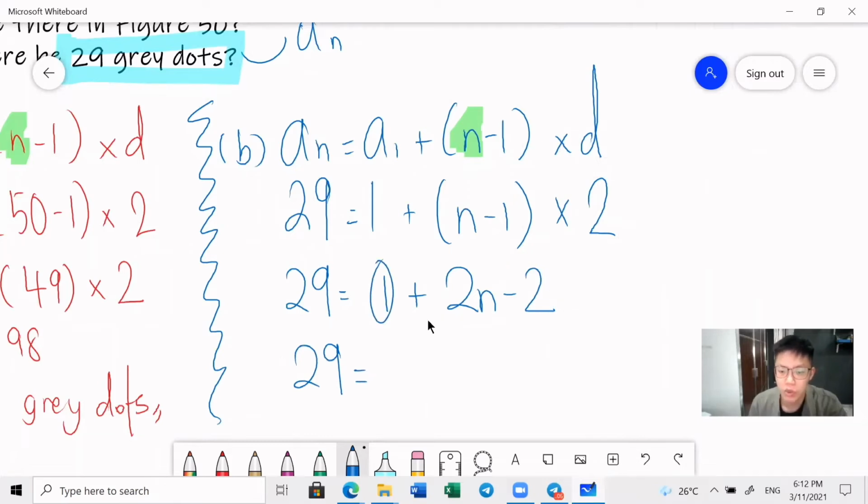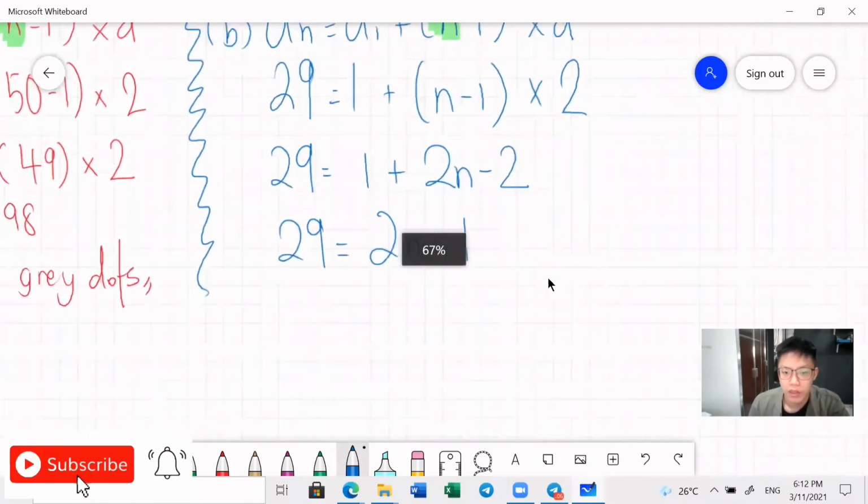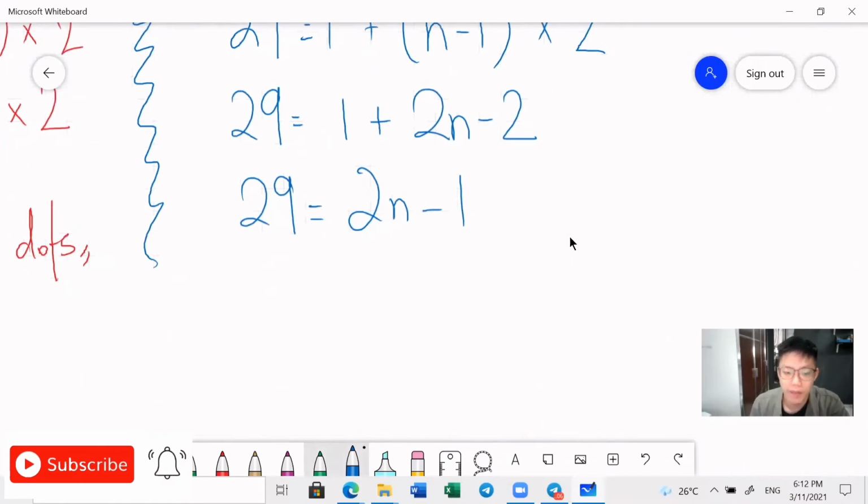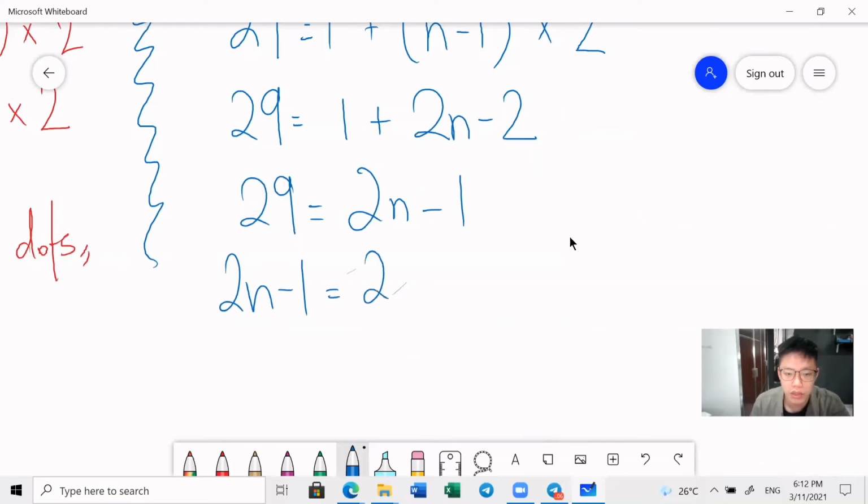So 1 minus 2, how much is that? As you can see, 2n is over here, so we just put in 2n first. 1 minus 2, we can put minus 1. Got it? Once I'm done, whatever I want to find must be pushed to the left-hand side, right? So I'm just going to swap. 2n minus 1 will be here, 29 will be here.